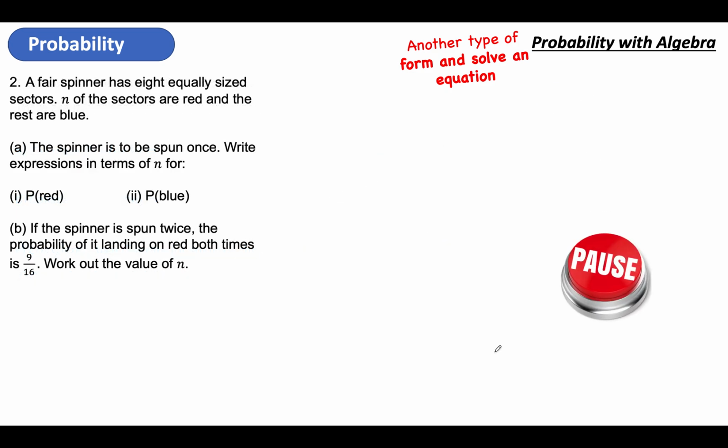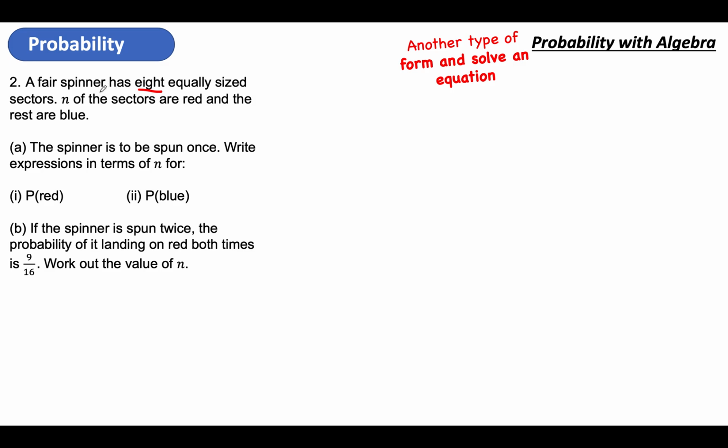This time I want you to have a go. You don't need to do a tree this time for this one. All the information's there. A fair spinner has 8 equally sized sectors, so they've all got the same probability of coming up. N of the sectors are red, and the rest are blue. Then work out those probabilities, and in the last bit, form an equation and solve. So just like we did before, in a way, just without the tree. Pause the video.